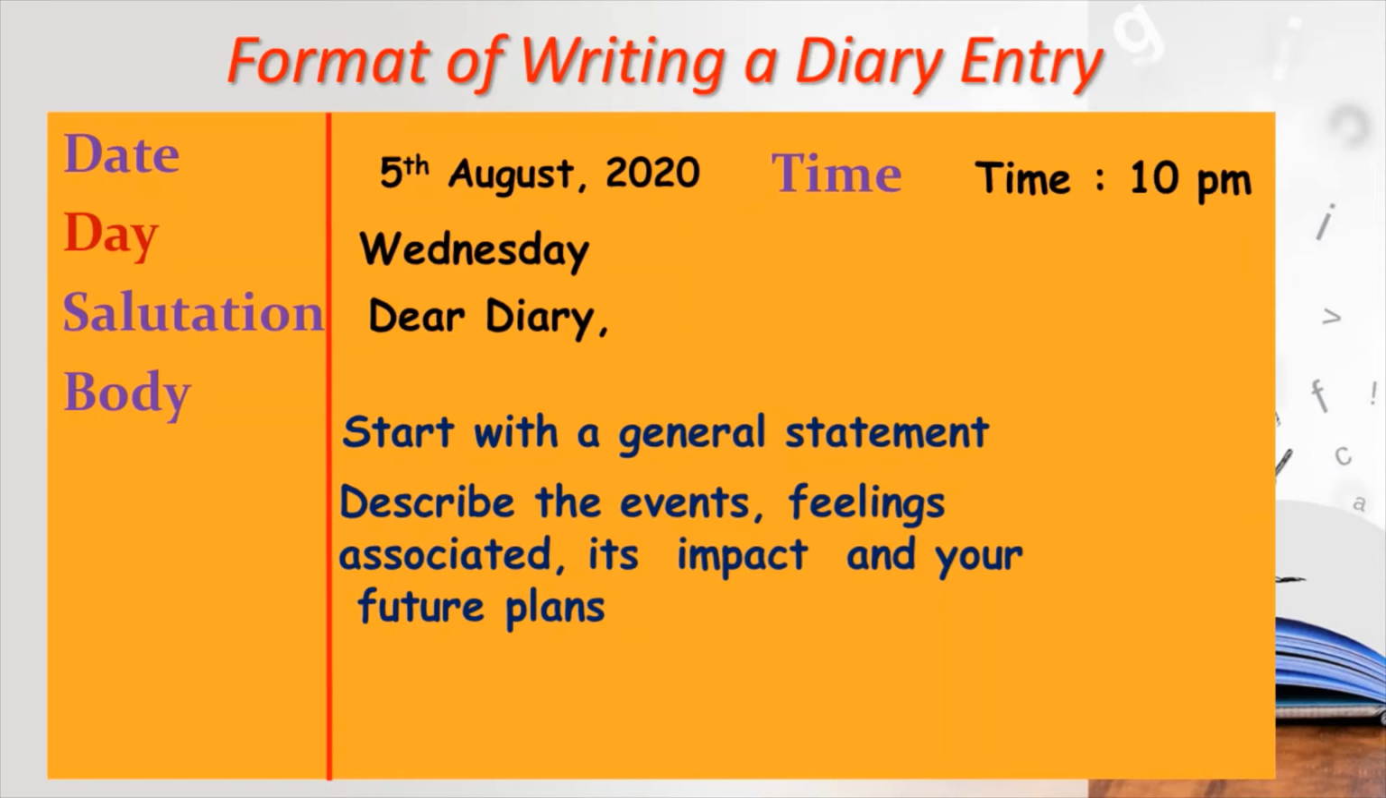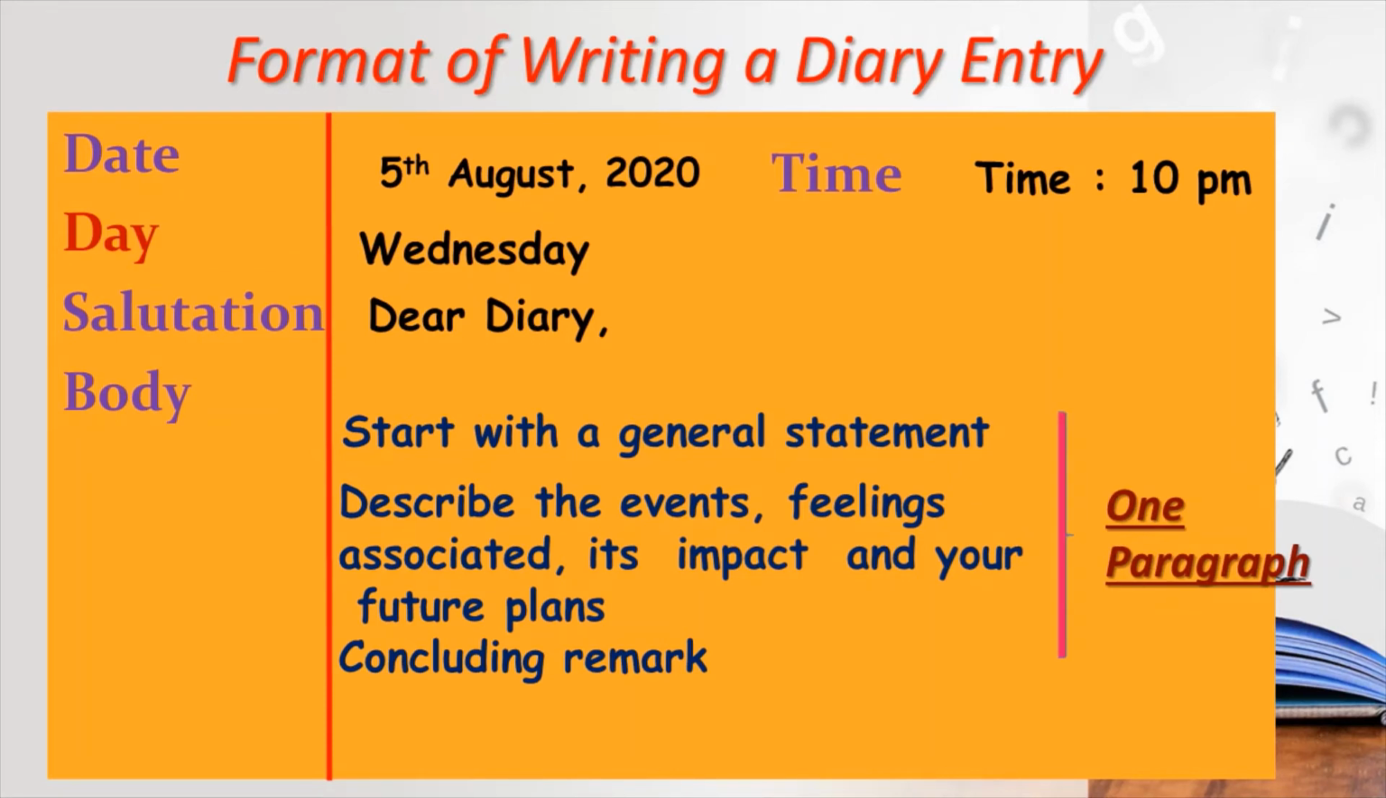Then you describe the event or an incident that happened on that particular day and your feelings associated with it. Don't forget to write how did that incident affect you, either positively or negatively, and how is it likely to affect your future plans. And finally, you can conclude the body of the diary entry with a final remark. Now all these elements should constitute one whole paragraph. When we write a diary entry, we don't divide the content into number of paragraphs. Rather, all these things are written as one whole single paragraph.